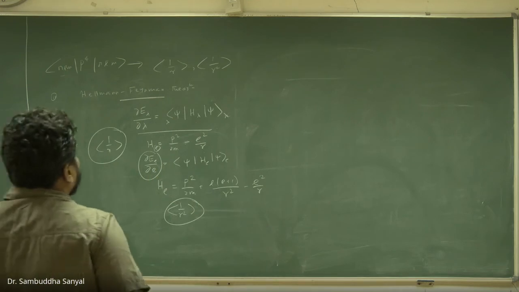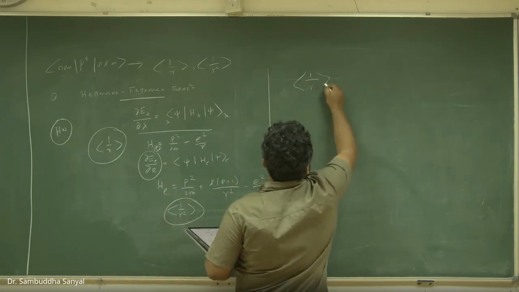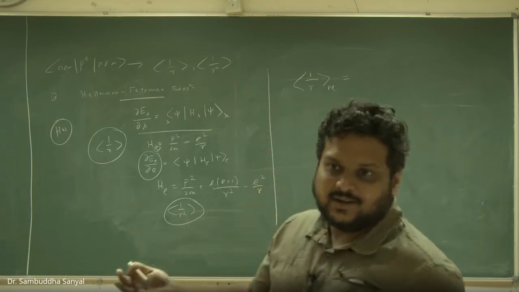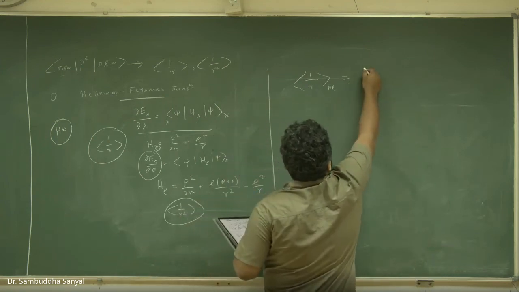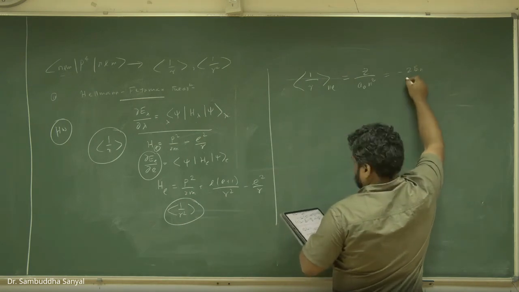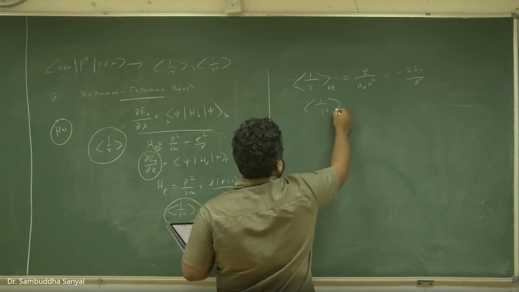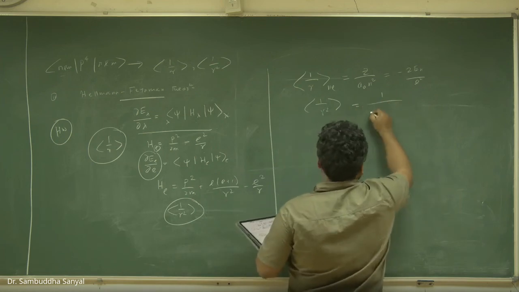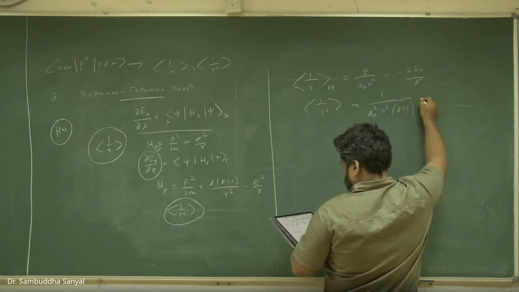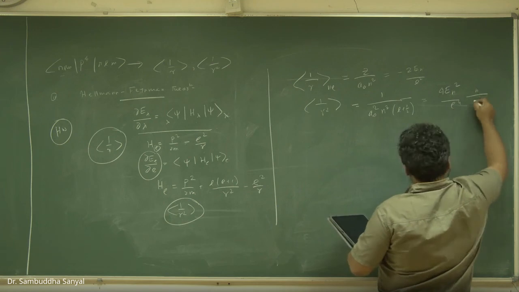Okay. So I'll write down the answer here. The m doesn't matter, only the NL, because the spherical harmonics part will not bother us, because this is only r dependent, not theta phi dependent. You will get z by a naught n square, or minus 2En by e square, where a naught is the Bohr radius. Similarly, for 1 by r square, you will get 1 by a naught square n cube n plus half. That will give you 4 En square by e to the power 4 n by n plus half.